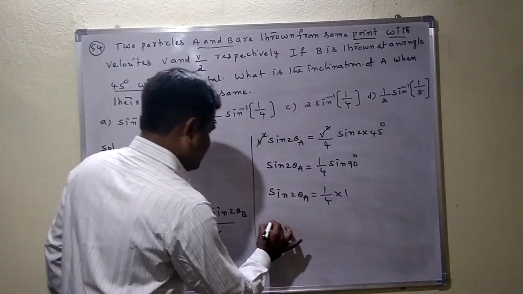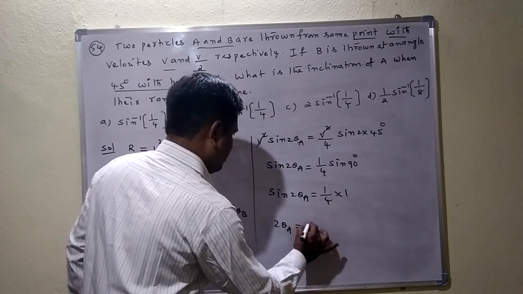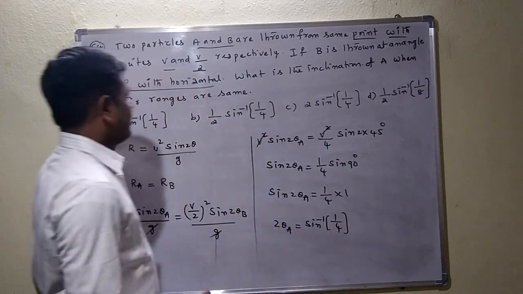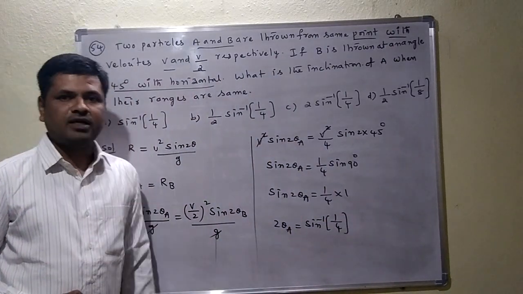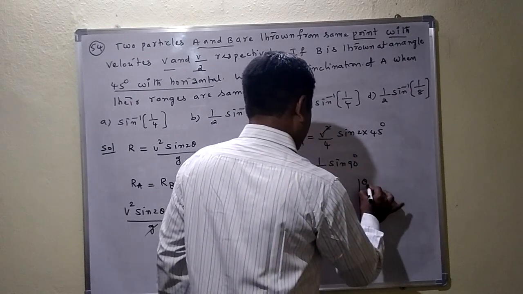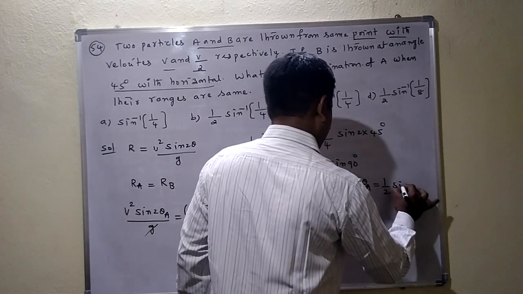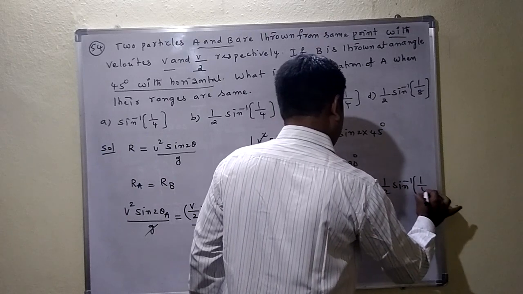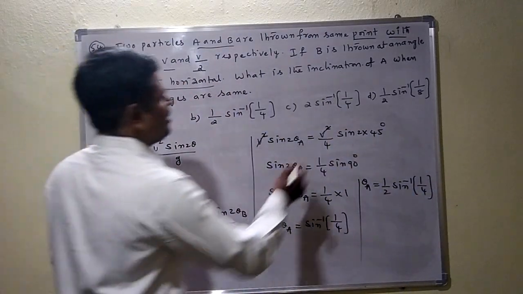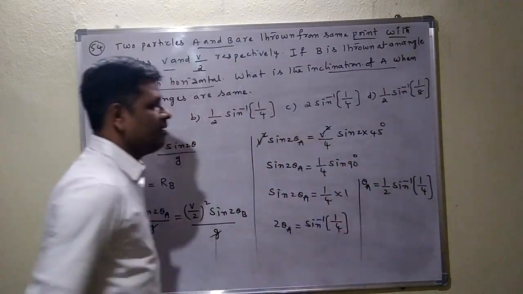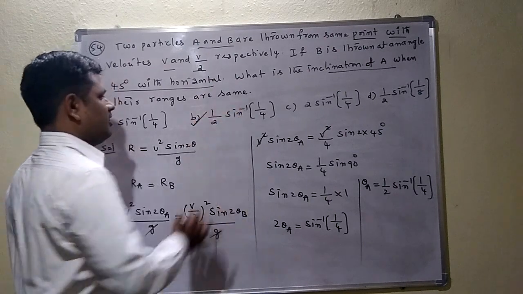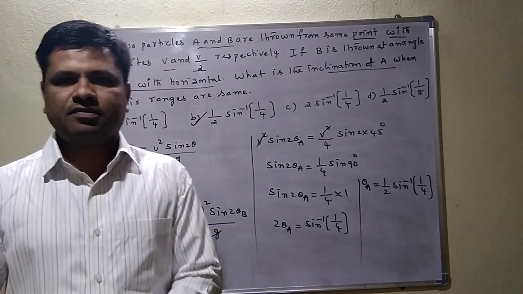From this we get 2θ_A = sin⁻¹(1/4). But the θ_A value is required, so θ_A can be written as 1/2 into sin⁻¹(1/4). So the angle of inclination of A we are getting is 1/2 sin⁻¹(1/4). Which option is correct here? B option is correct.